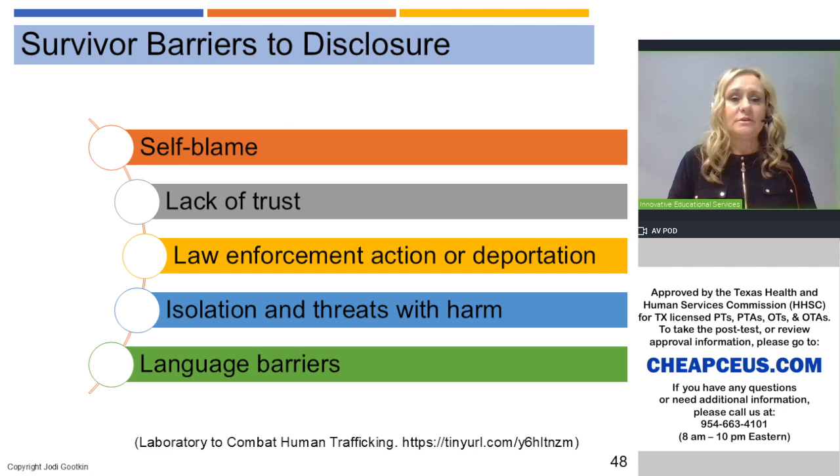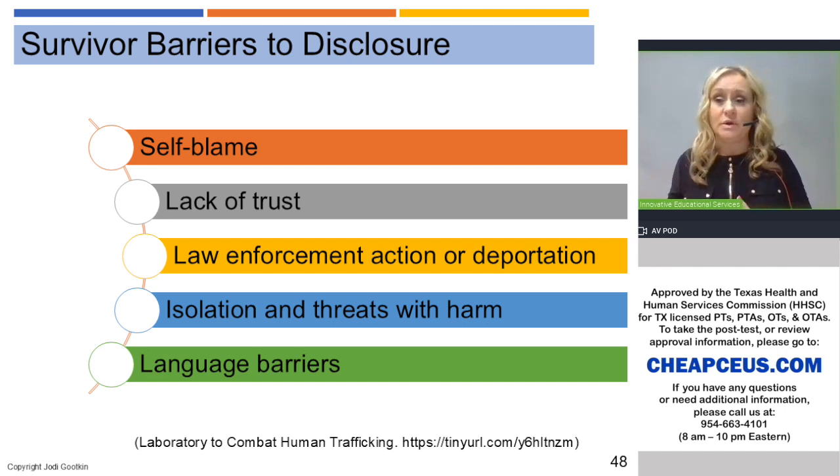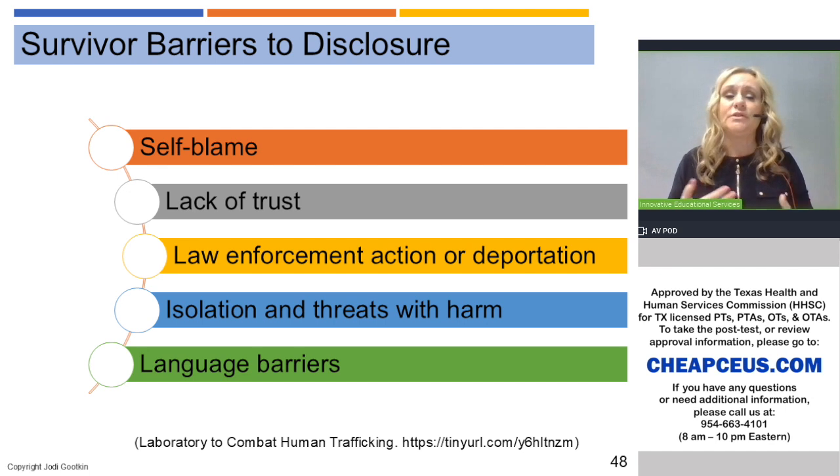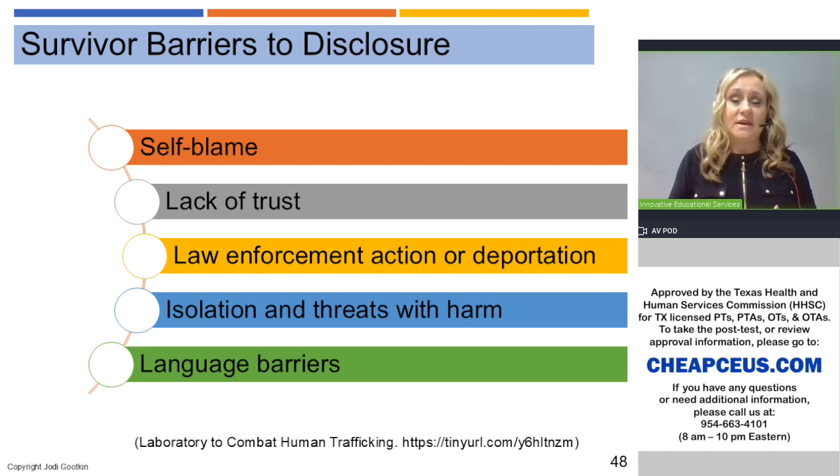There are several barriers to disclosure for individuals who are victims. They may not self-identify. Oftentimes they do not self-identify for many different reasons, whether they blame themselves for being in the situation, they just don't trust that anyone would believe them, or they have concerns about legal consequences for what they've been involved in or their immigration status. And then that force, fraud, and coercion may be preventing them from self-identifying.